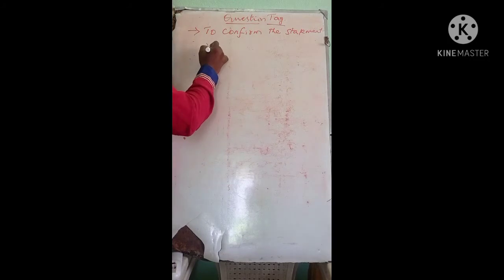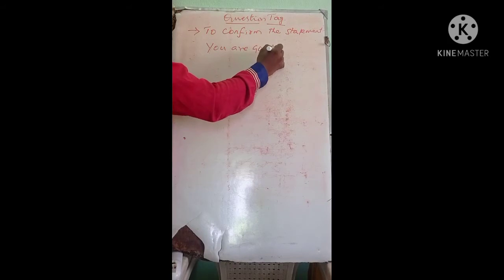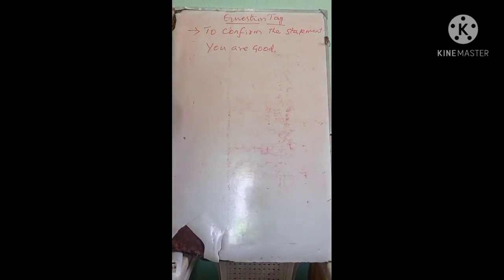Listen, for an example, I'll write a sentence. See the sentence: You are good. I speak the sentence to you: You are good. What will you say? Listen to my modulation. Instead of reading it like a statement, I read the sentence like asking a question. You are good? See the tonal variation.